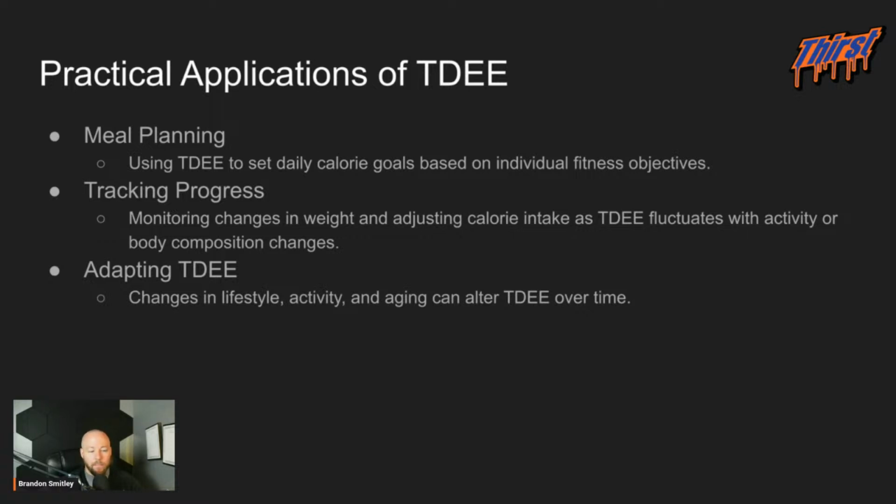Tracking progress, again, more practical applications. So monitoring the changes in your weight and adjusting your calories as you need to, based upon your energy expenditure fluctuates with activity or body composition changes. So, as you lose weight, let's say you lose 20 pounds, you're going to probably need less calories than what you had 20 pounds ago. Not always, but generally you're going to need probably a little bit less to continue to see progress.